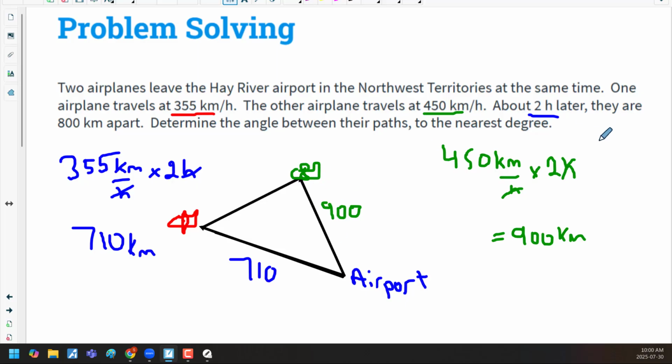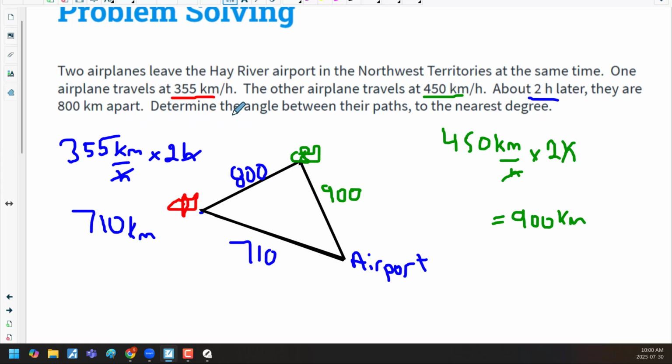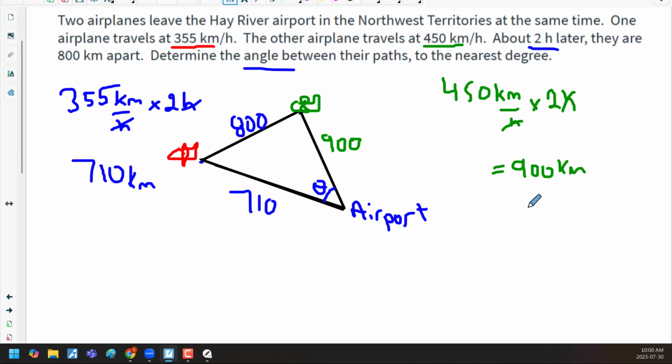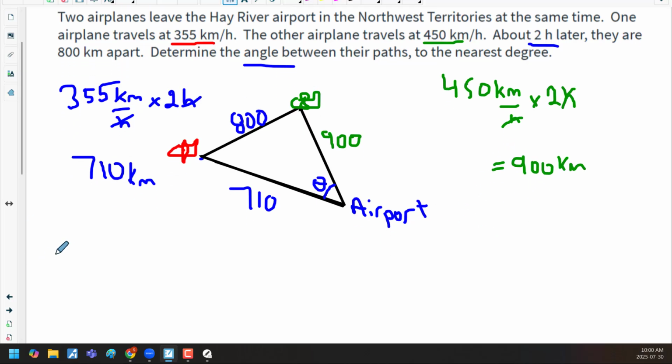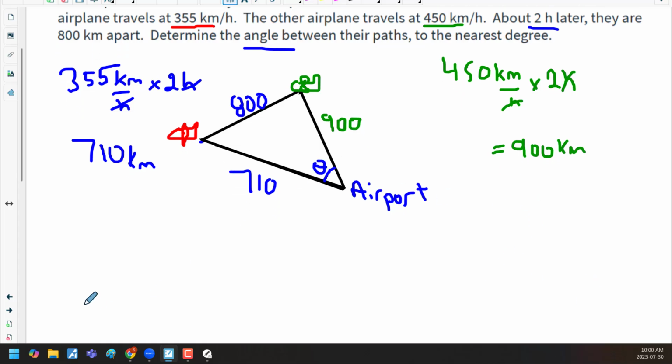And the question tells us that they're 800 kilometers apart, meaning the distance from here to here is 800. So we have all three side lengths. Automatically, you should think, I have all three side lengths, and we're looking for the angle, our unknown angle here. We have to use either sine law or cosine law. And this is going to be a cosine law problem because we have three sides and no angles. So three sides and no angles is a cosine problem.